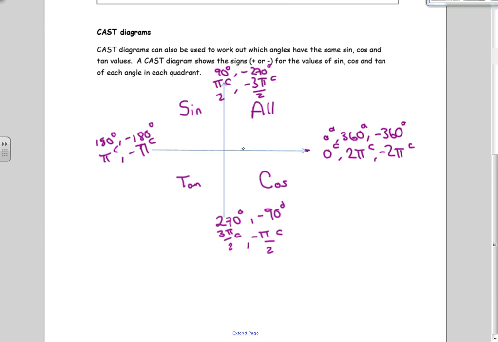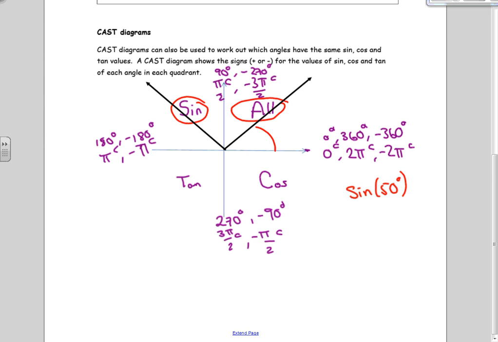So if we had an angle, say going back to the example before, if we were wanting to find everywhere where sine of 50 degrees was the same, so 50 degrees is positive, so we want to be in all and sine, so we would have a line here and a line here where each one of these was 50 degrees away from the x-axis. So this would be 50 degrees and this would be 50 degrees.